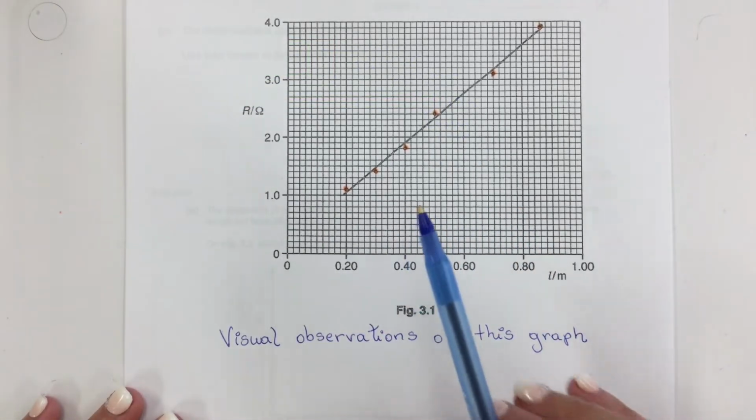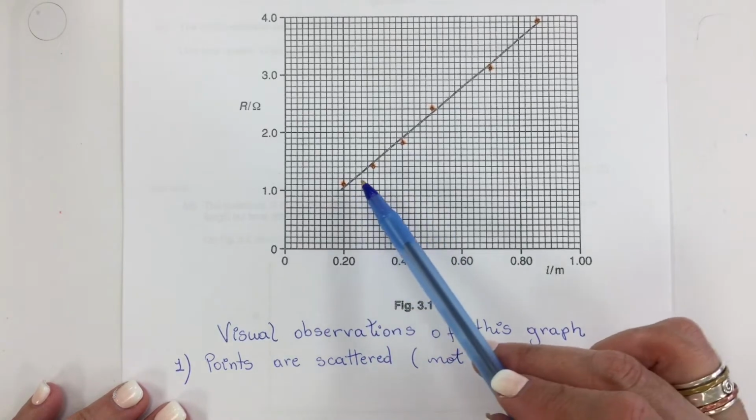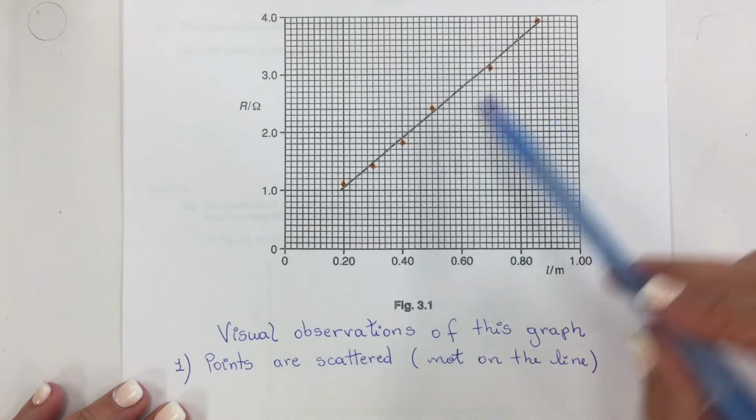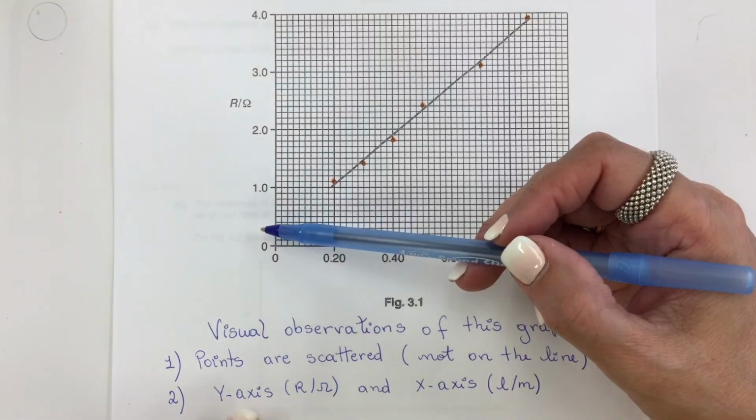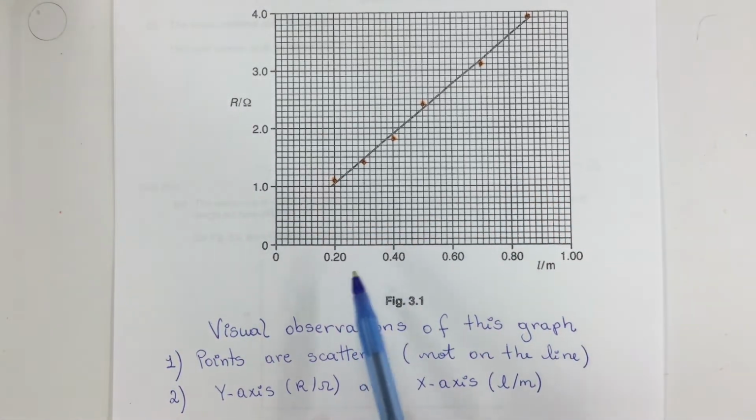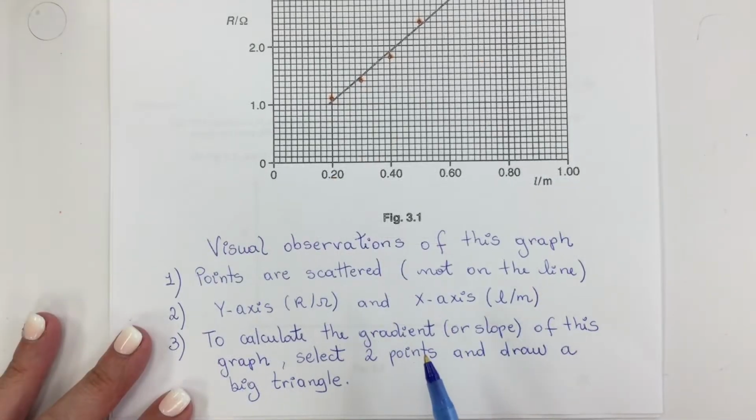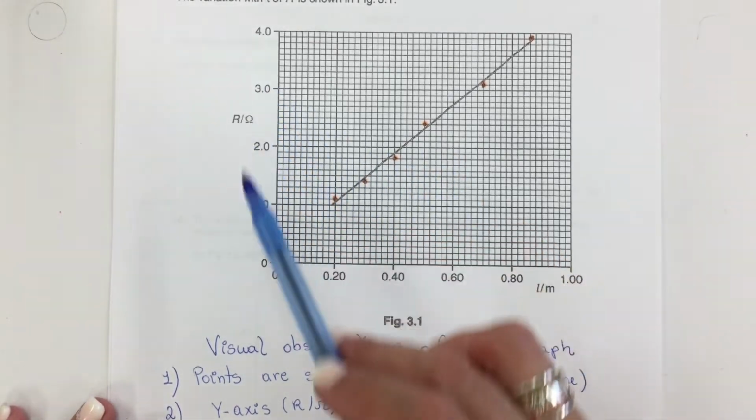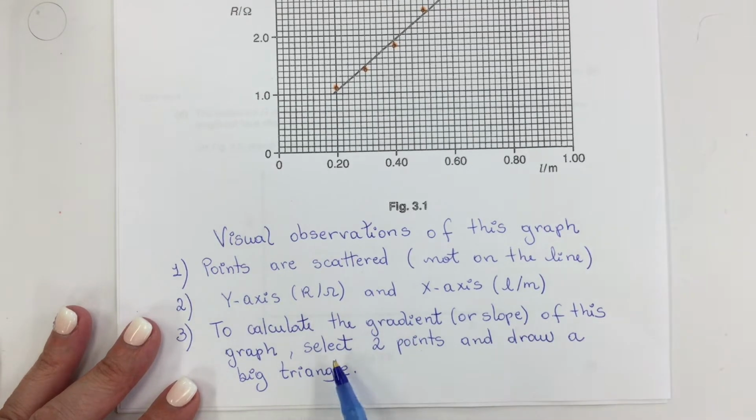I'm going to give you 3 visual observations of this graph. The first observation is that the points are scattered, not on the line. The resistance of the wire is displayed on the y-axis, and the unit is ohms. And the length of the wire is displayed on the x-axis, and the unit is meter. If a structure question includes a graph with values, I believe you are expected to calculate the gradient or slope of this graph. And for this, we need to select 2 points and draw a big triangle.